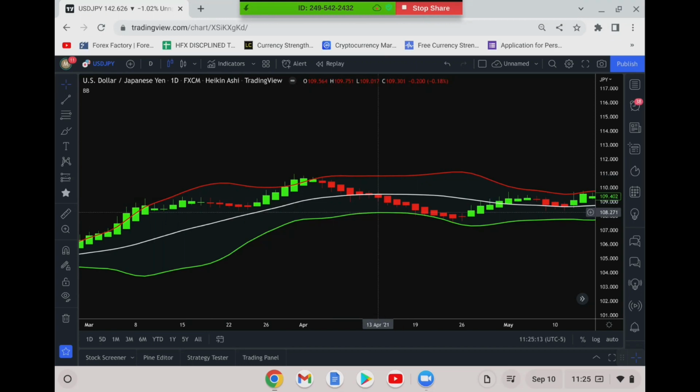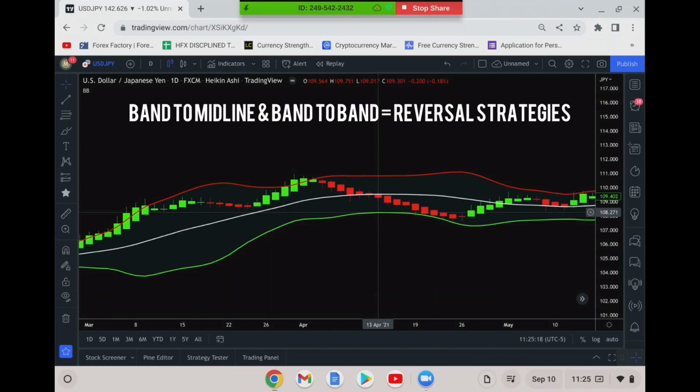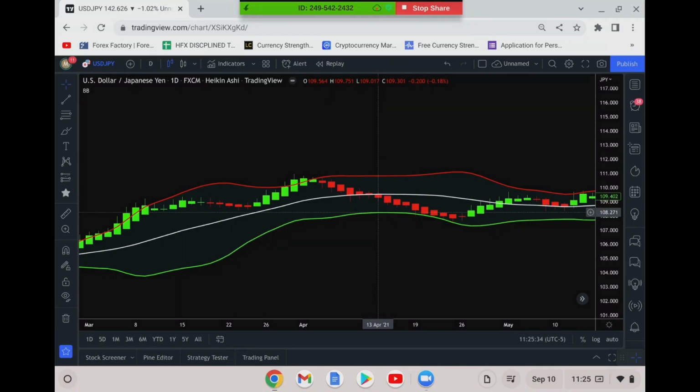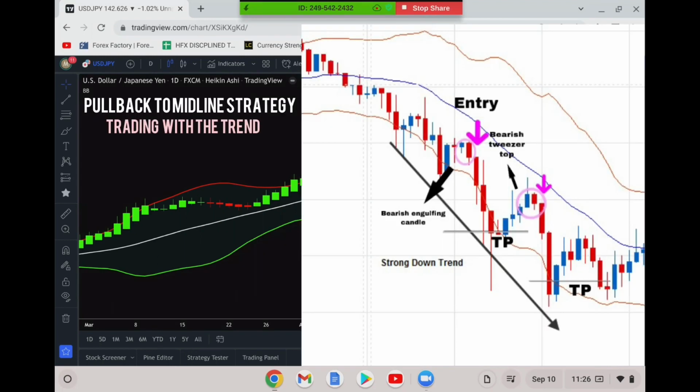So these are two common ways to trade the Bollinger Bands, but these are more like reversal strategies. These positions will allow you to make profit on pullbacks and reversals in the market. However, there are a couple more strategies I want to show you in regards to these Bollinger Bands. Because this indicator offers these types of reversal strategies, typically this would be a trading-against-the-trend type of strategy, but there is also a way to use this indicator to trade with the trend. And that's going to be called the pullback to midline strategy.